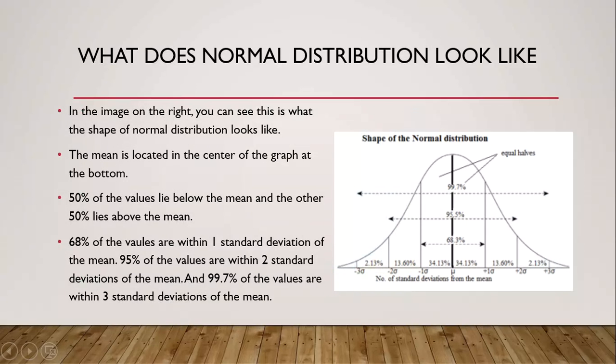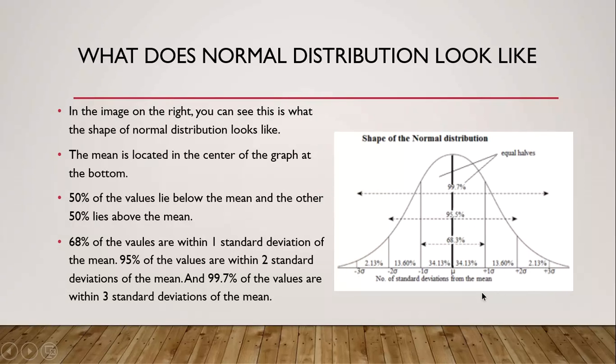What does normal distribution look like? In the image on the right, you can see this is what the shape of normal distribution looks like. The mean is located in the center of the graph at the bottom here. 50% of the values lie below the mean, which is from here to here, and the other 50% lies above the mean, which is from here to here.